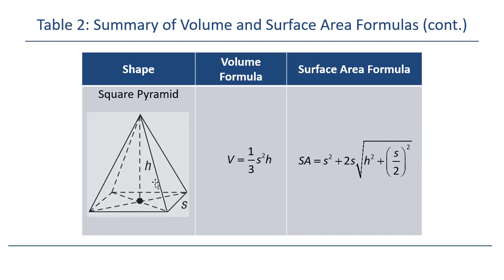Same thing with this one. I mean, it's kind of a bunch of triangles, but because they're slanted, everything becomes tricky, and it's a pain in the butt. But volume is still easy as 1/3 area of the base times height, where in this case the area of the base is S squared. And then here's our really funky surface area formula.